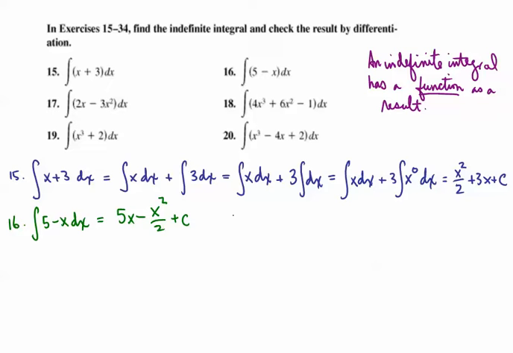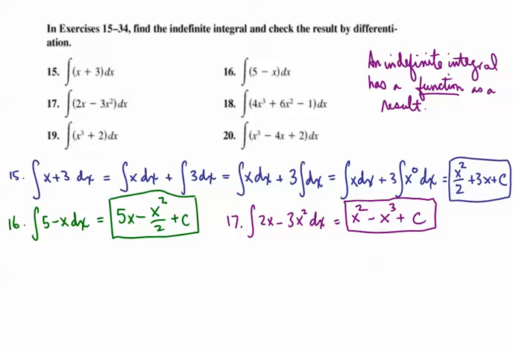We'll go on to number 17, and that is integral 2x minus 3x squared dx. We'll take the first term, 2x to the second over 2. That's just x to the second. Then 3x to the third over 3, and that's just x to the third and plus c. Now if you wanted to, and I haven't been doing this, check the result by differentiation. You could simply take the derivatives of each of those answers, and you should get back to the original integrand.